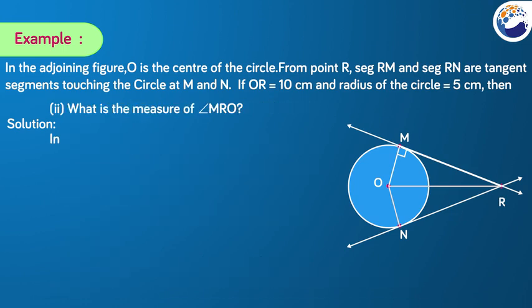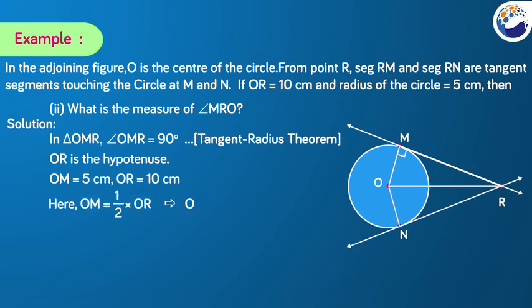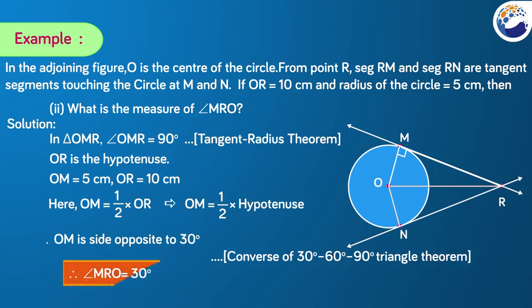2. In triangle OMR, angle OMR is equal to 90 degrees. By tangent radius theorem, OR is the hypotenuse. Therefore, OM is equal to 5 centimeter, OR is equal to 10 centimeter. Here, OM is equal to half of OR. OM is equal to half into hypotenuse. Therefore, OM is the side opposite to 30 degree. By converse of 30-60-90 triangle theorem, therefore angle MRO is equal to 30 degrees.